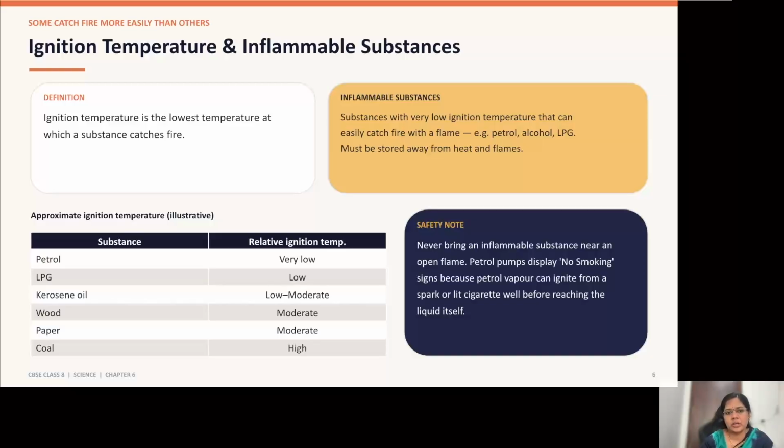Whereas petrol, alcohol and LPG have such a low ignition temperature that even a small spark is enough for them to catch fire. So, do you also know that CNG fuel vehicles and petrol and diesel vehicles differ in their safety designs? Do you know that?